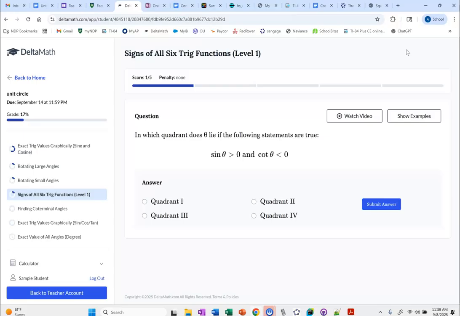It is 2 again. That's correct. Yeah, it was the same question, except they gave us sine positive instead of cosecant positive, but they're telling us the same thing.